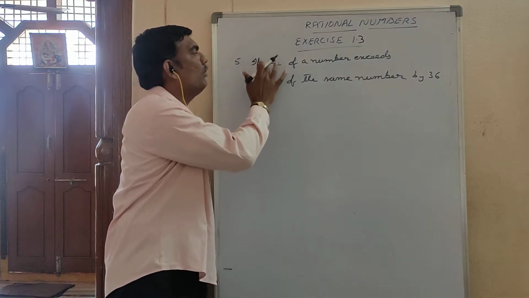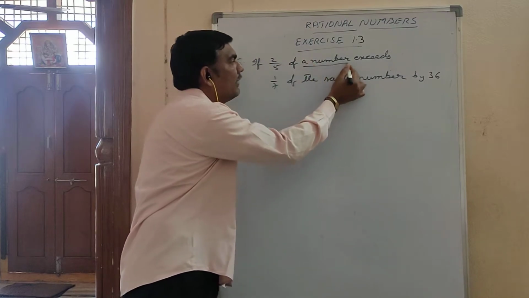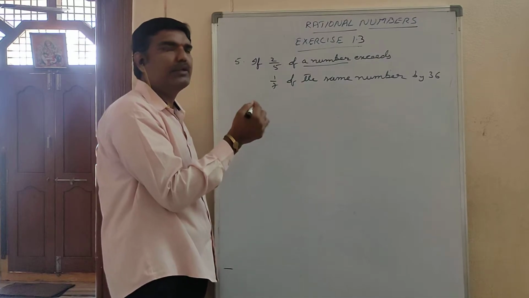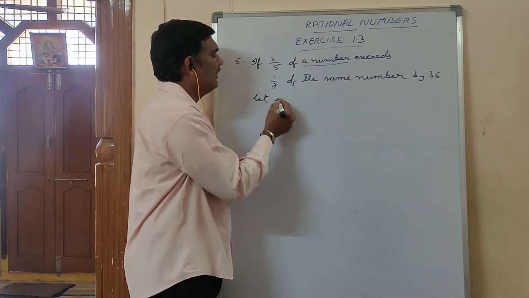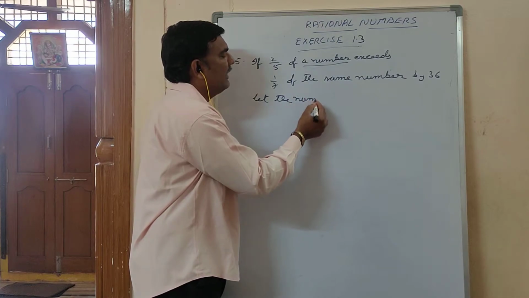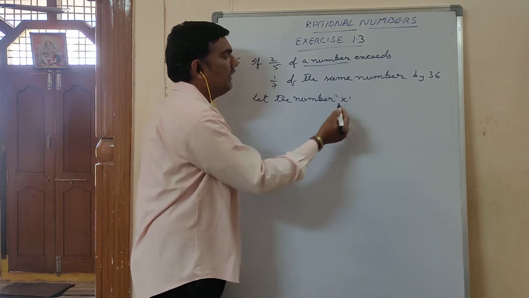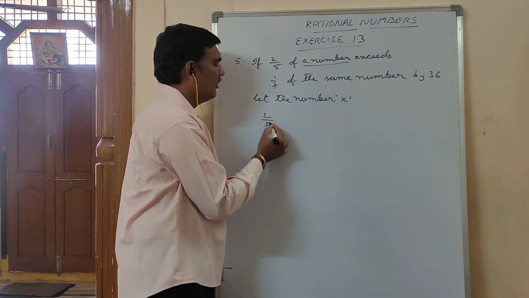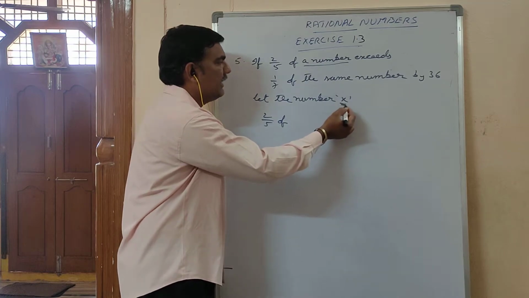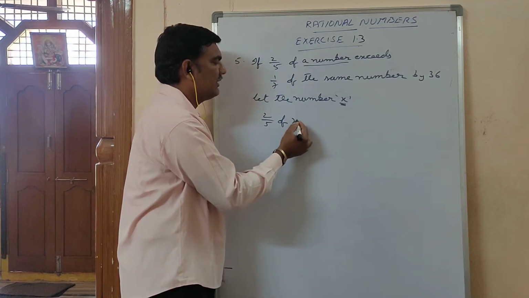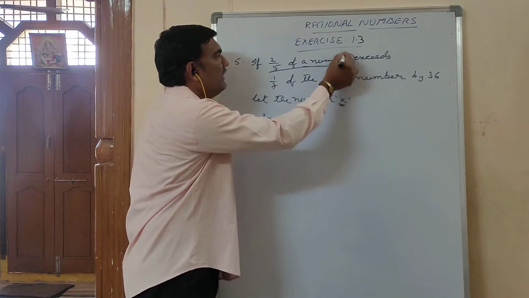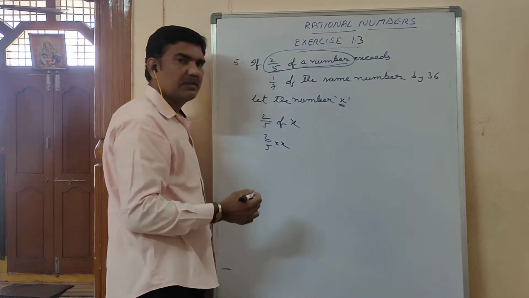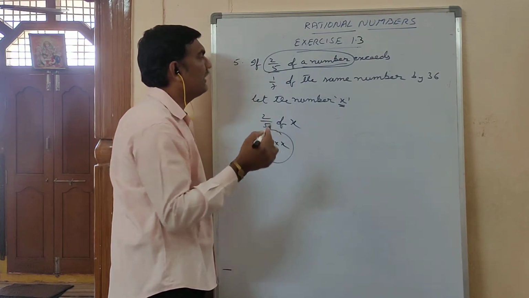If 2 by 5 of a number, we don't know that number. So, whatever you don't know, you have to assume that number as x. Let the number be x. Next, 2 by 5 of a number. 2 by 5 of a number means, you assumed that number as x, and of means into, so 2 by 5 into x.